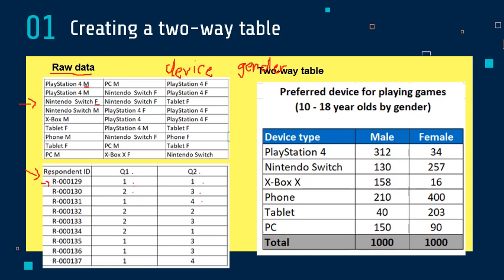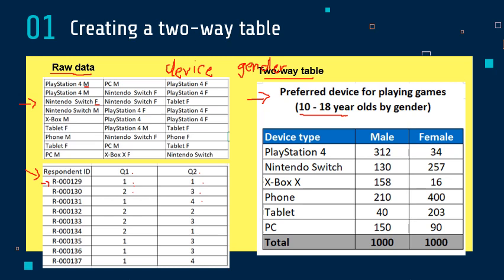By the way, this is all junk data that I've created, so it's not exactly representative. Here I've put it into a two-way table. I've made sure that I've given the table a heading so I know what this data is. So I put preferred device for playing games, brackets 10 to 18-year-olds by gender. I haven't actually captured age data. I can assume, hopefully, that these people are between 10 and 18. I haven't asked for their age because I'm not showing that on my table.